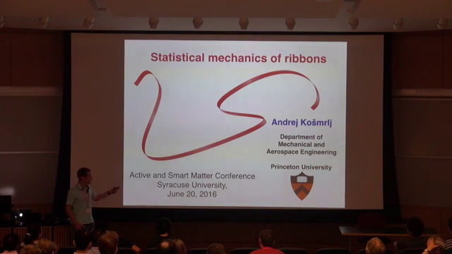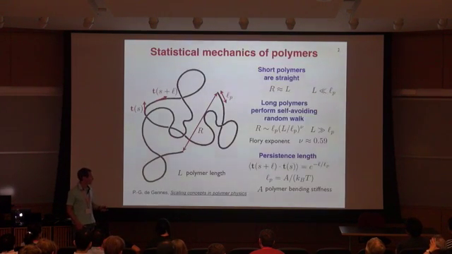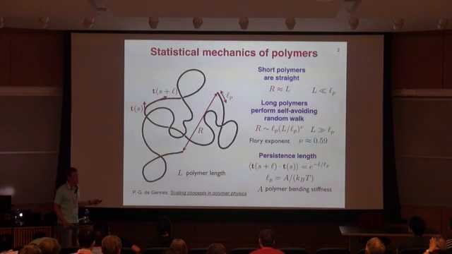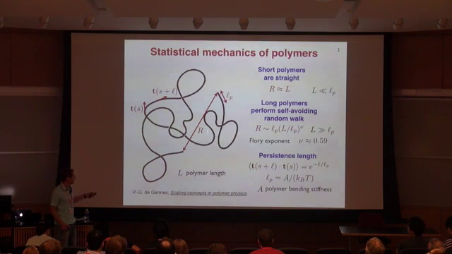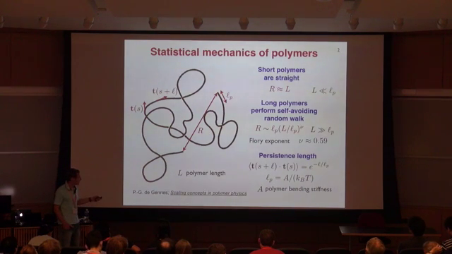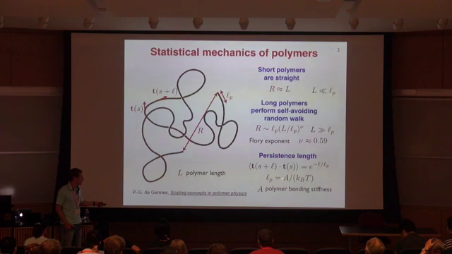And before we jump into ribbons, I just want to remind you that for one-dimensional polymers, it is well known that they're only straight on small scales. They're smaller than some characteristic persistence length scale, while on larger scales, they form these random coils, so they basically perform these self-avoiding random walks. And this characteristic persistence length scale is related to the local tangent-tangent correlations and depends both on the bending stiffness of the polymer and the temperature.